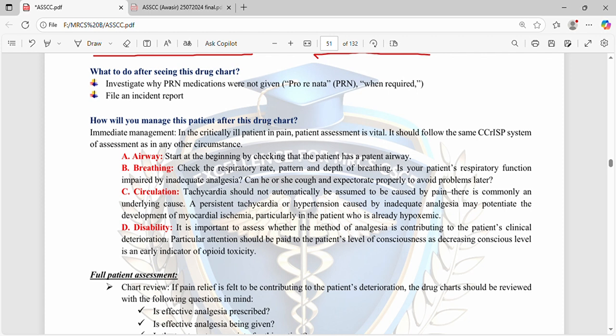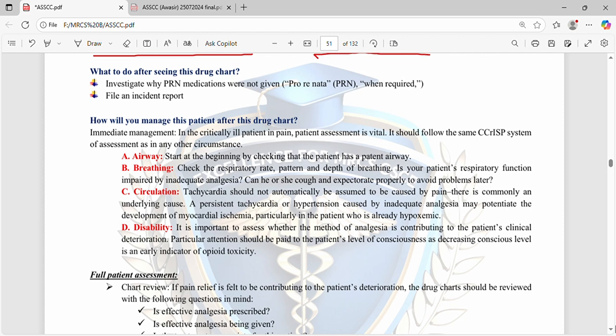Universal ABCDE protocol. Start at the beginning by checking that the patient has a patent airway, and check respiratory rate, pattern, and depth of breathing. This will also tell you about the level of pain, because in a very painful condition, the patient cannot breathe well. They hold their breath because of the pain. Is your patient's respiratory function impaired by inadequate analgesia? Can he or she cough and expectorate properly to avoid problems later? Such patients can go into pneumonia, basal disease, etc.